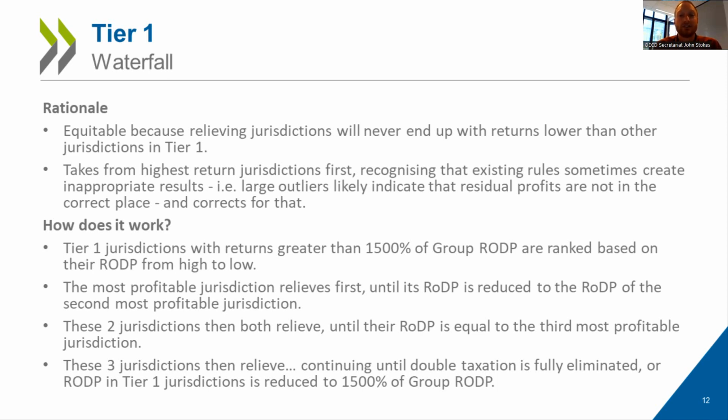And that recognizes that the existing rules sometimes create inappropriate results. And of course, that is the whole rationale, or one of the rationales for Amount A in the first place, that the existing rules don't always allocate the taxation of profits to the appropriate places. So the waterfall approach seeks to ensure that large outliers, those with considerable residual profits, are required to eliminate double taxation first, to ensure that profits are better allocated to the places where they might be considered to be properly taxed.